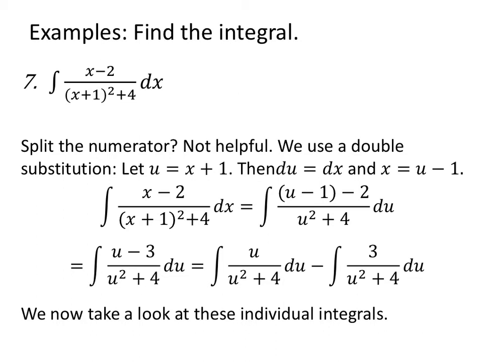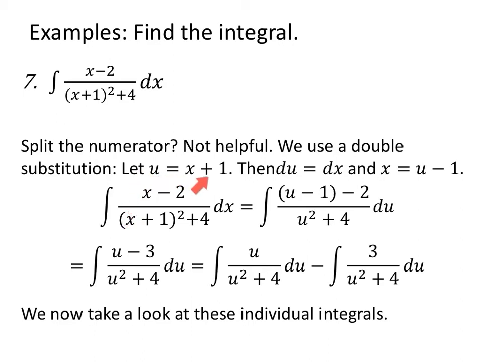Find the integral of x minus 2 over (x plus 1) all squared plus 4 dx. So we just saw an example where we split the numerator, but this one is not helpful, and if you'd like to, you could pause here, check it out, see for yourself. I'll wait. Just kidding, that's pause, I don't have to wait. What we're going to do is use a double substitution. I just didn't want to waste your time with splitting the numerator and showing it doesn't work.